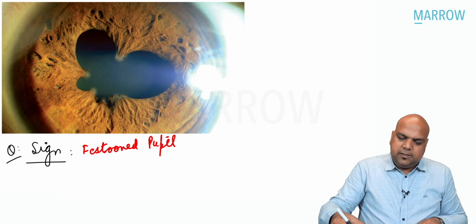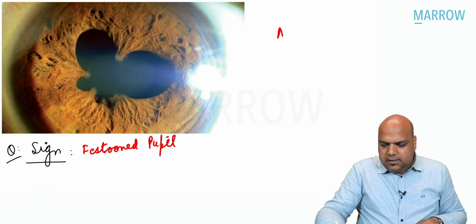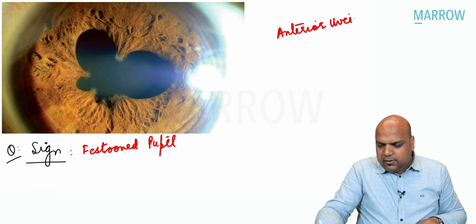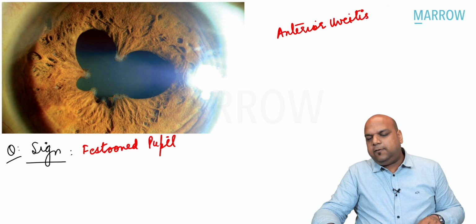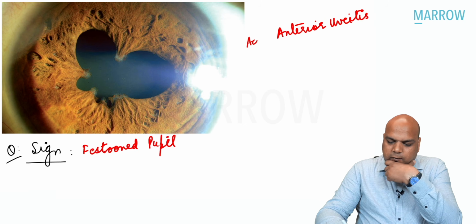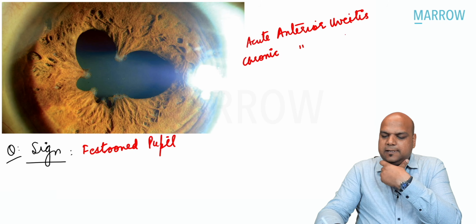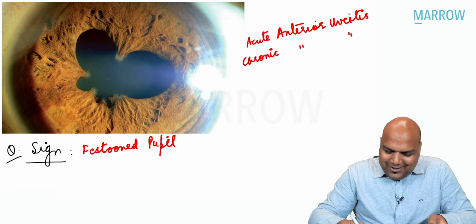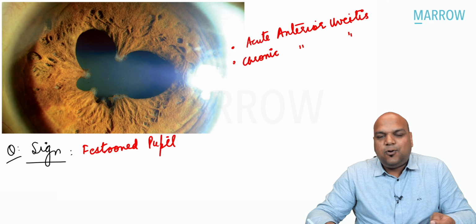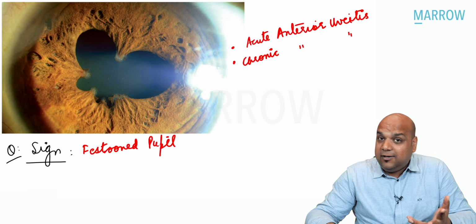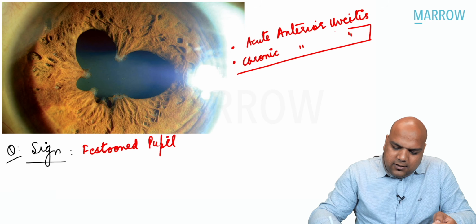Sir, festooned pupil is seen in which disease? It is seen in anterior uveitis, sir. But what if two options are given, acute anterior uveitis and chronic? Now, what will you answer? Let's make it a little more spicier. Acute anterior uveitis or chronic? What should be the answer here? Acute or chronic? Yes, guys, chronic.